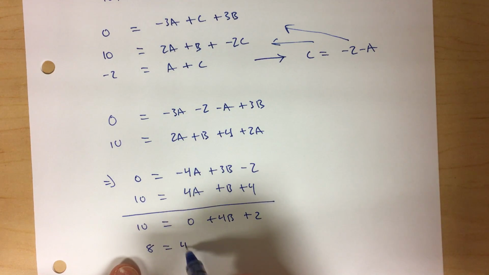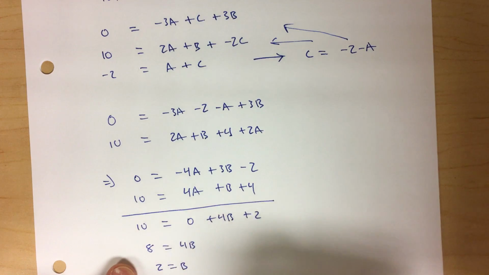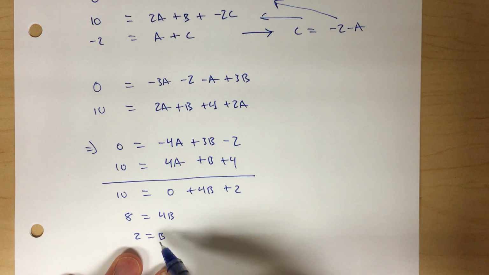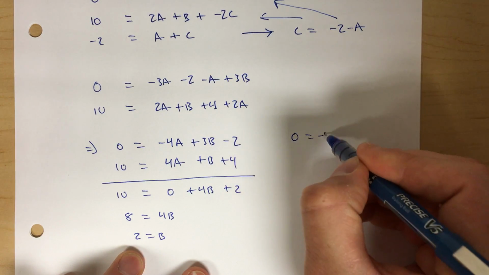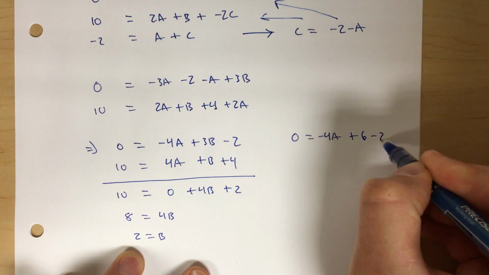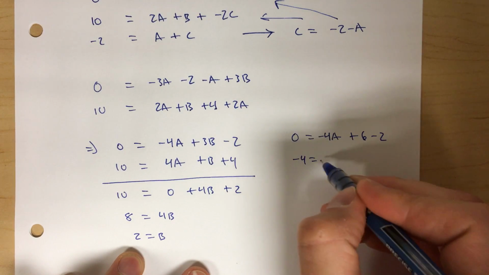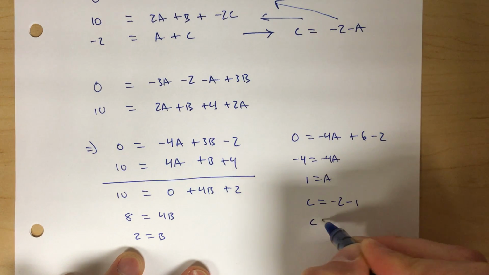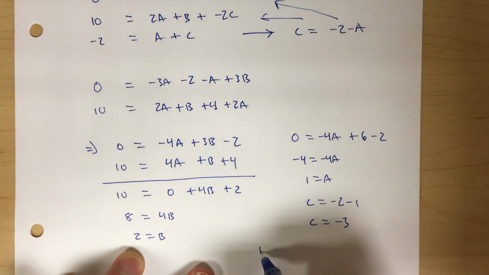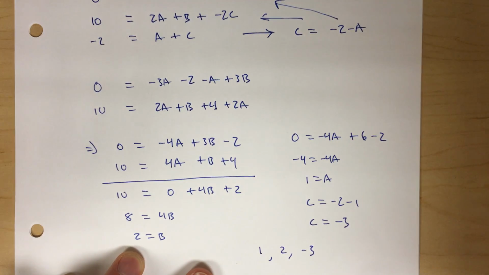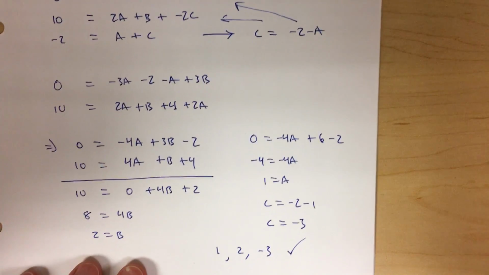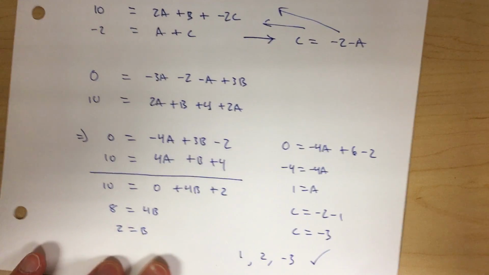8 equals 4b. 2 equals b. And if I plug that back in here, I get 0 is equal to negative 4a plus 6 minus 2. So negative 4 equals negative 4a, so 1 equals a, and that means c equals negative 2 minus 1, so c is negative 3. So I got 1, 2, and negative 3. I'm just checking my notes to make sure that is the correct answer. Okay, so that's basically a lot of algebra. It's just solving a system of 3 equations.